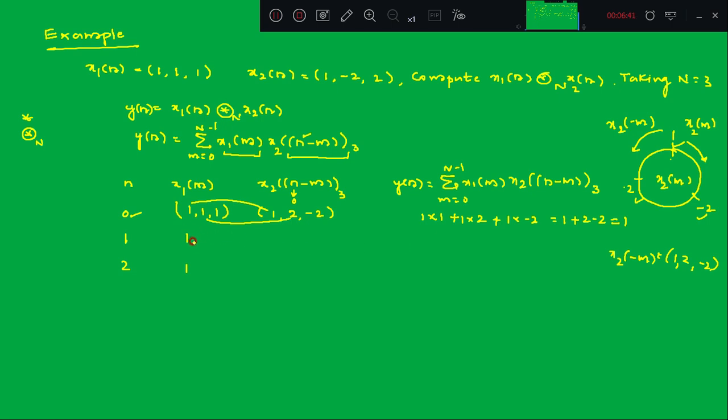Similarly, again for n equal to 1, x1 of m is unchanged, that is all the values are 1s. Next you substitute n equal to 1, so this becomes what?